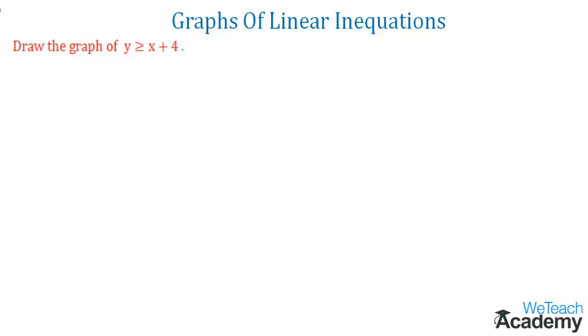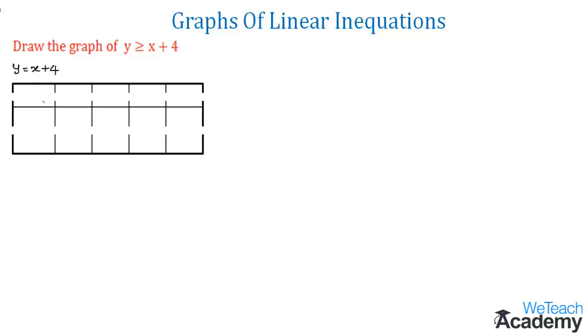So in order to draw the graph of this inequation, first let us draw the graph of the equation y is equal to x plus 4. And now here let us find the ordered pairs of this graph with the help of a table. And here we have 3 rows. The first and second rows give the values for x and y, and in the third row we are going to write the ordered pair for the values of x and y.